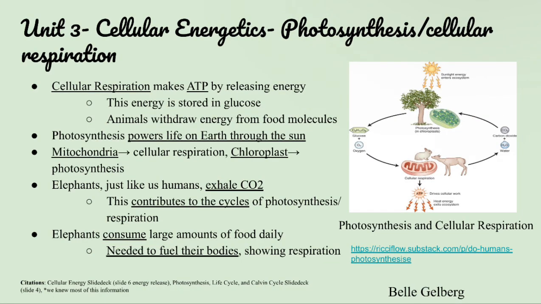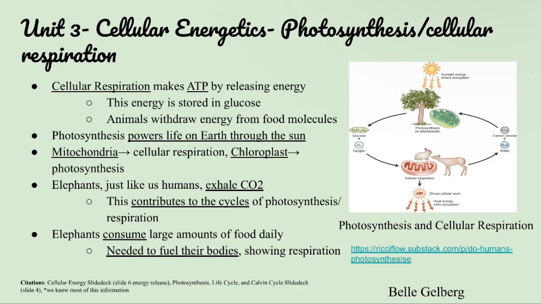So for Unit 3, which is cellular energetics, photosynthesis, and cellular respiration. Cellular respiration makes adenosine triphosphate, ATP, by releasing energy, and that energy is stored in glucose. And animals withdraw energy from the food molecules. And then photosynthesis powers life on Earth through the sun. So the sun is shown at the top of the model, the highest force of power.